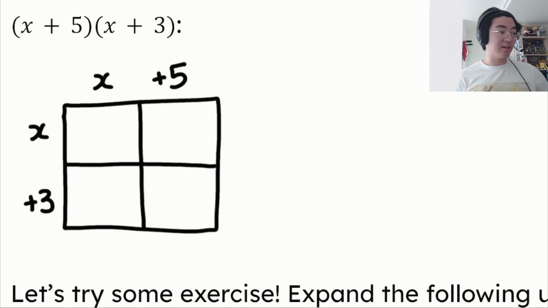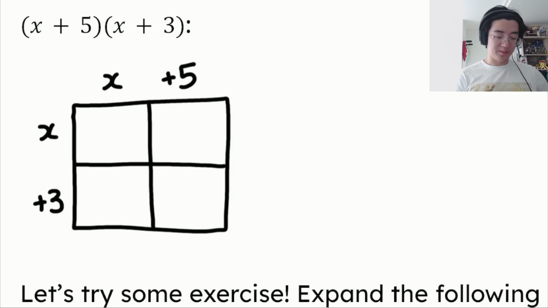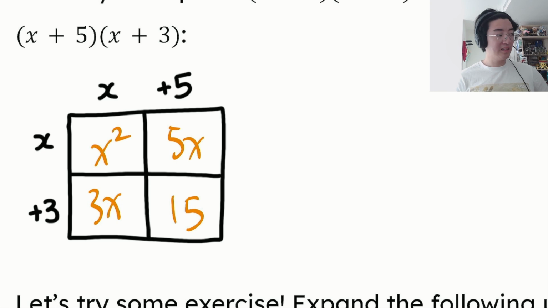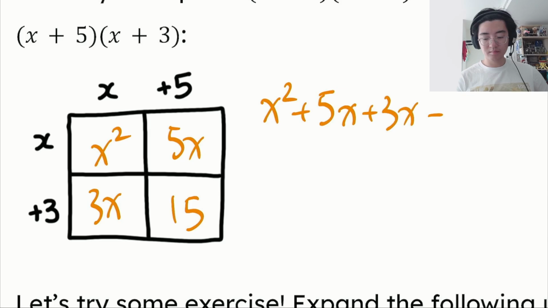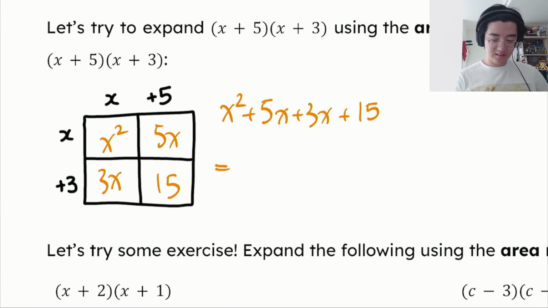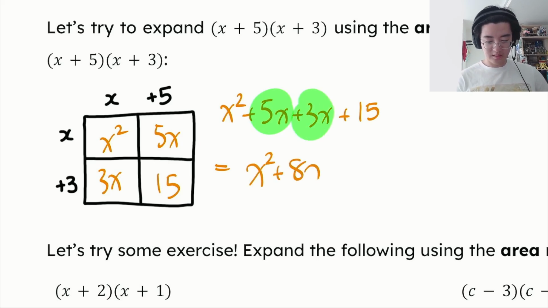We can set it up like a grid like this, and we multiply all the terms. x times x is x squared. x times 5 is 5x. x times 3 is 3x. 3 times 5 is 15. And of course, we just mush them all together. Very importantly, we notice that we've got like terms here. Those x's can be combined to 8x. And that's it, we're done.